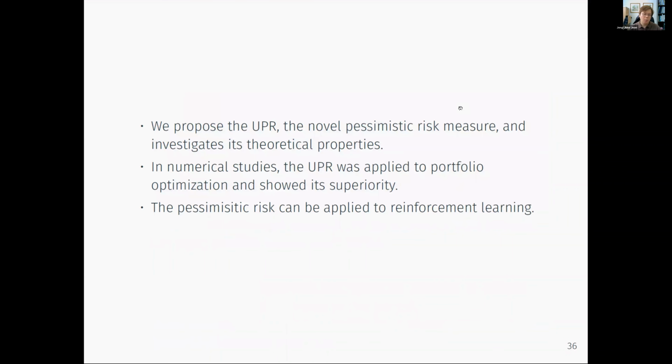So we conclude that the UPL can capture the change of the quantile levels, and it is robust to the distributional shift. And in numerical studies, the UPL is very good when the stock prices are very unstable. And it is interesting that this pessimistic risk can be applied to reinforcement learning, because the pessimistic risk tends to confront the worst case expectation. If we want to develop AIs that are very efficient to learn in the early stage, then it is useful to employ the pessimistic risk. Thank you for listening. That is my talk.